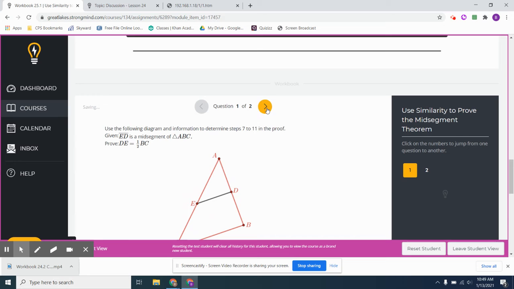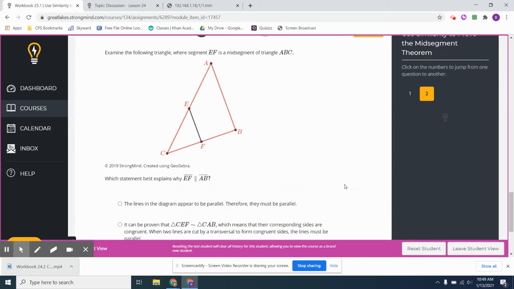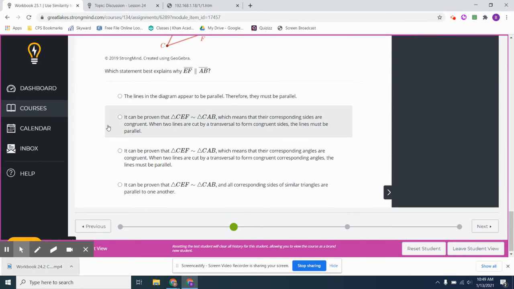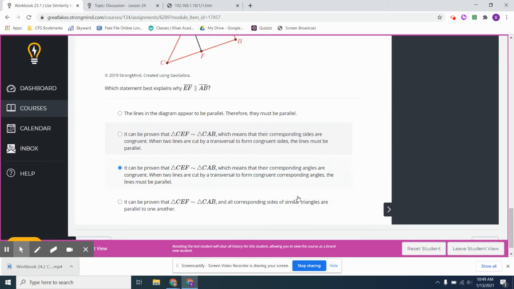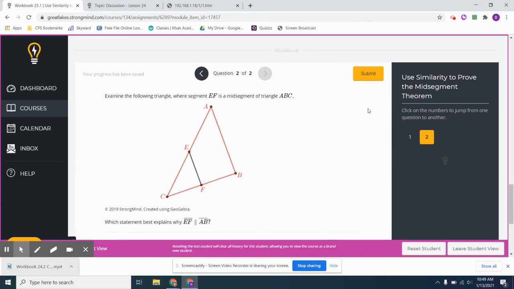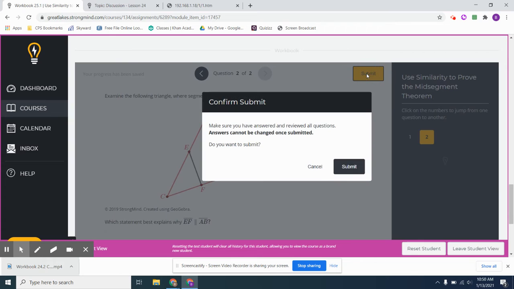And then the next one, this one has a lot of words to it, so I just wanted to look at the things that are the same. It can be proven. It's the same on all of them. You can't just say because it looks like that, that doesn't make sense. If then corresponding sides are congruent, that's not true. They're similar, but they're not congruent. They're proportional, not congruent. So it is this one right here with similar angles are congruent. And just because they're similar doesn't mean they're parallel. So that is 25.1.